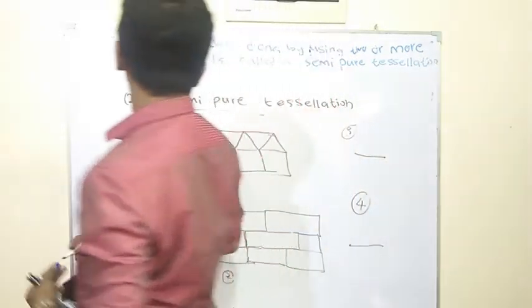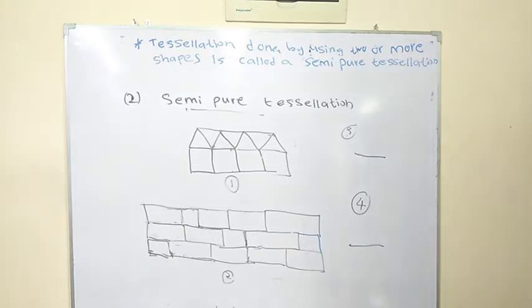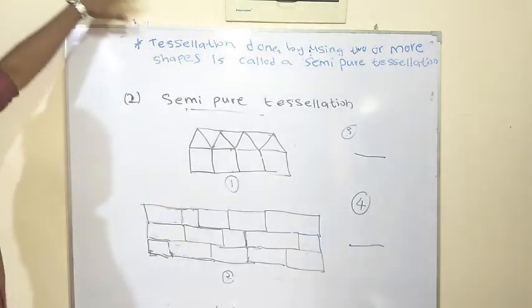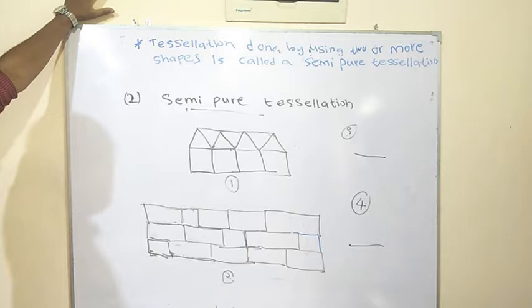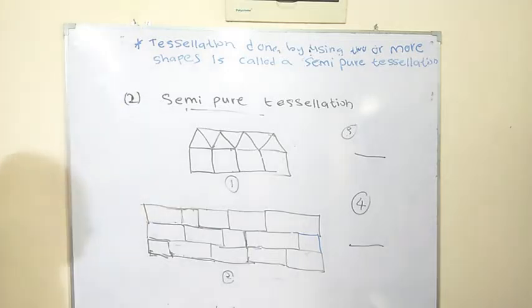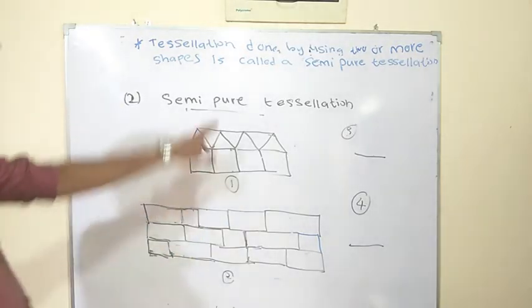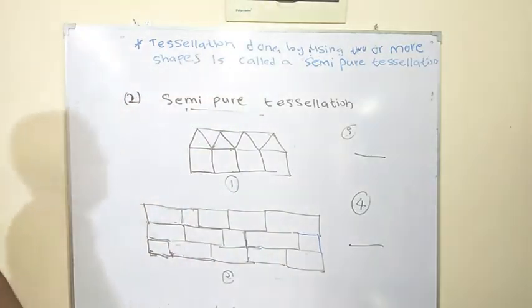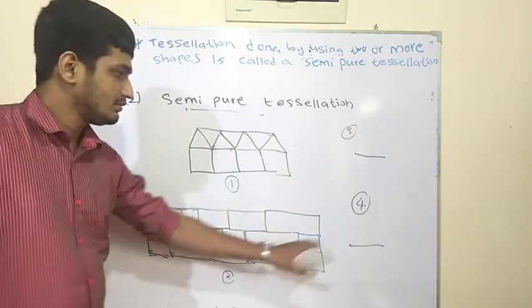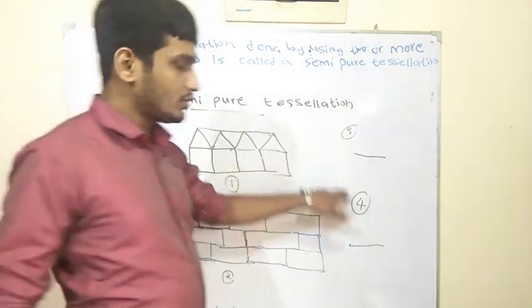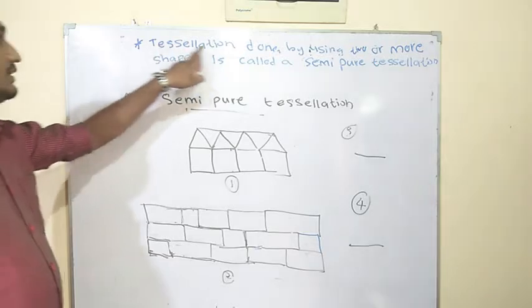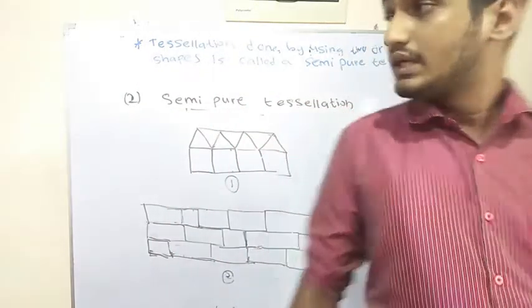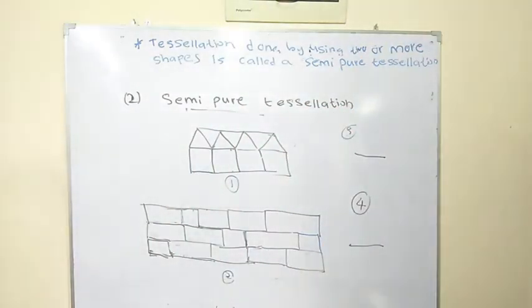Tessellation done by using two or more shapes is called a semi-pure tessellation. After drawing all these four figures, we have two figures I have drawn on the board. You must draw two figures alone. After that you can write: tessellation done by using two or more shapes is called semi-pure tessellation. Write it.